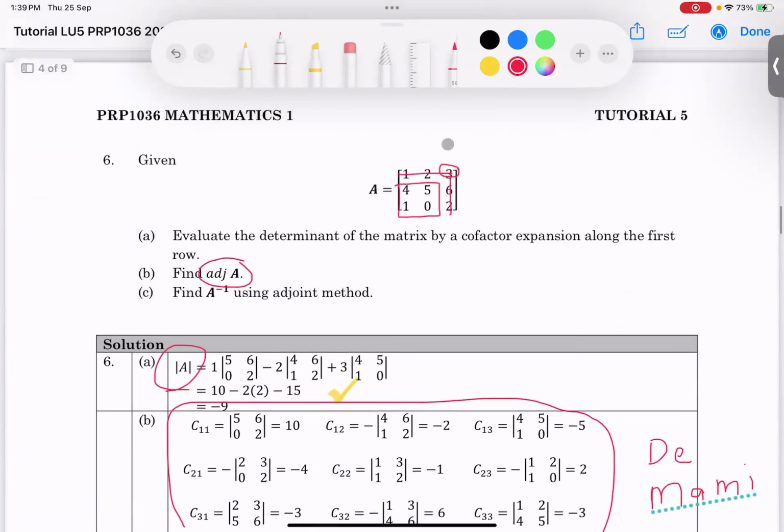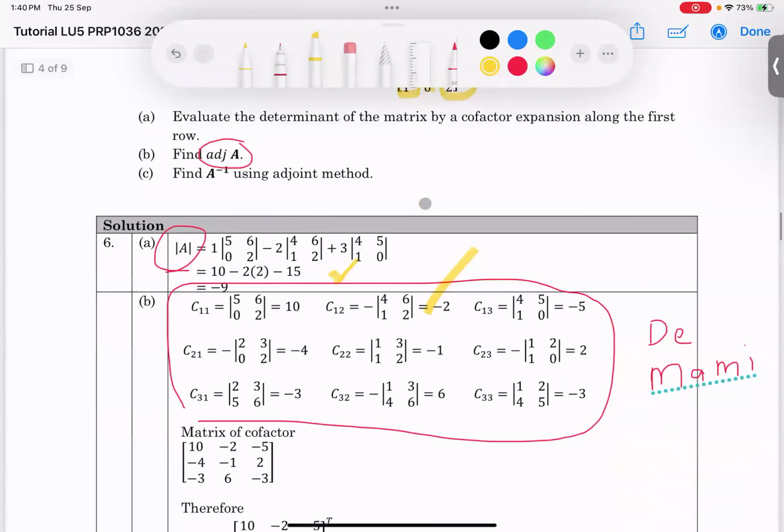For example, if you take C1, your determinant is 5602. You find it inside here. Okay, this one is C11. What if C12? Then your determinant is 41 and 62. Okay, but did you notice that there is a sign here? This sign: negative, negative, negative.